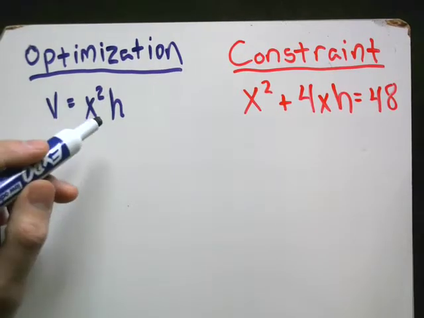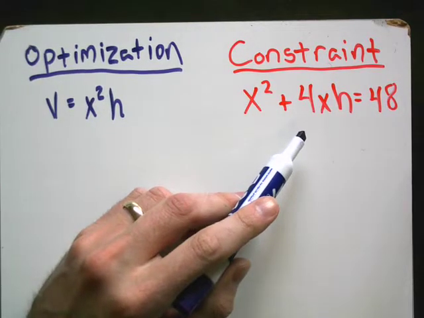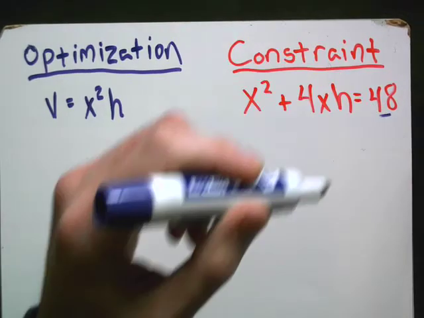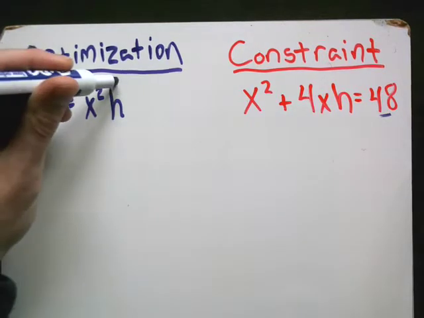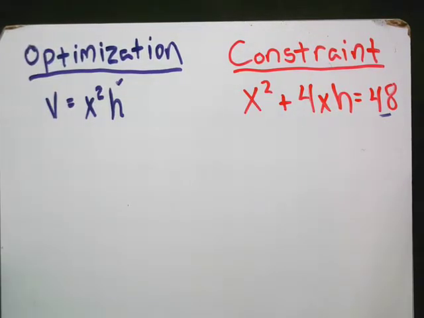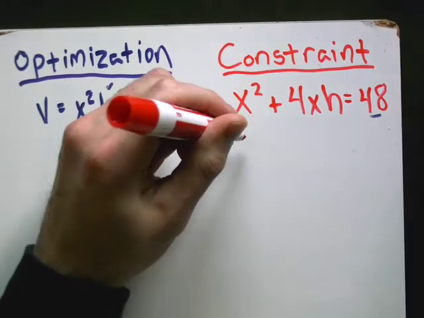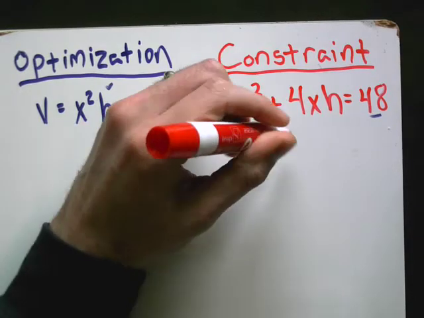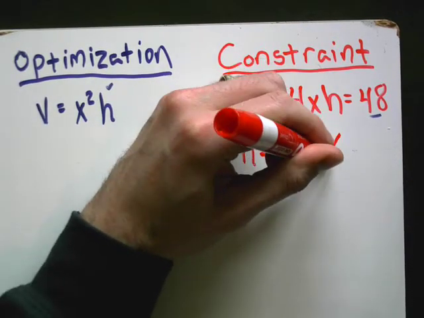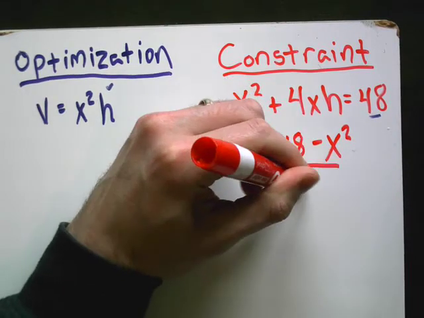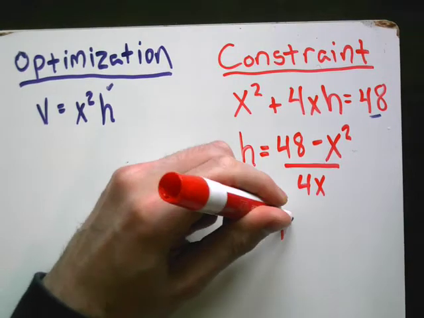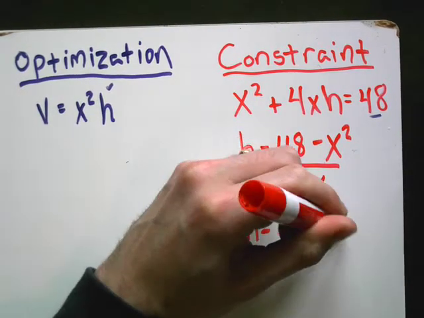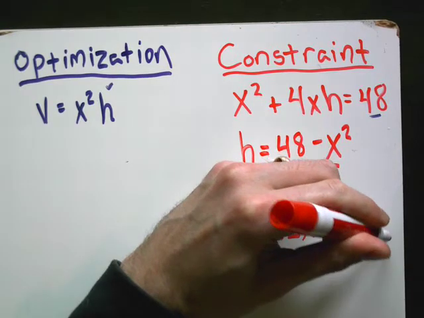So we have our optimization equation, we have our constraint equation. The constraint said that our surface area can only be 48 square inches. We want to optimize our volume. We have two variables, so let's replace our h. On my constraint equation, I'm going to say h is equal to 48 minus x squared all over 4x. When I simplify that, I get h is equal to 12x to the negative 1 minus 1/4 x.